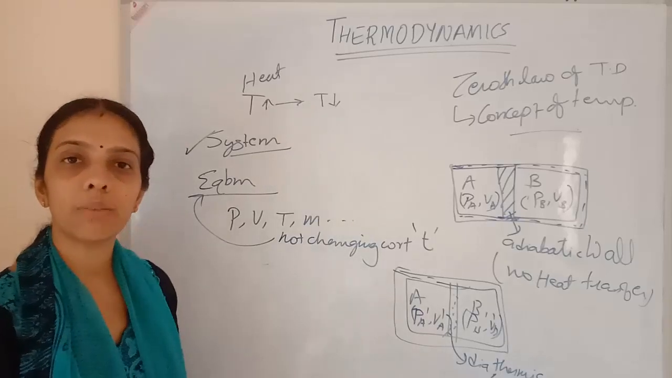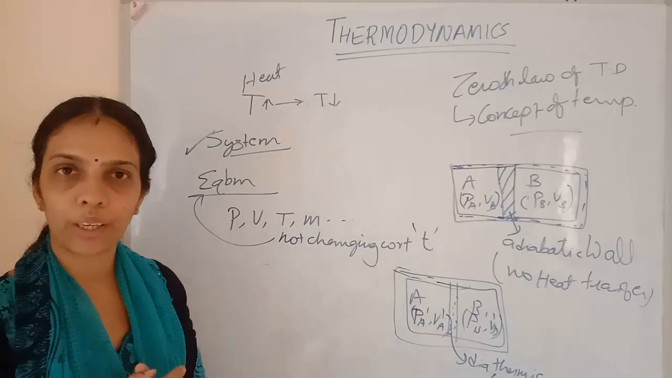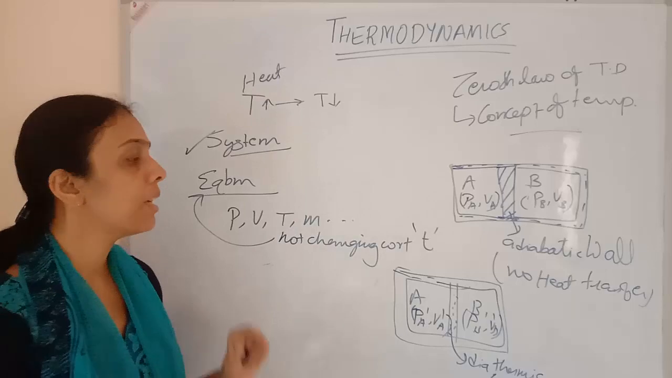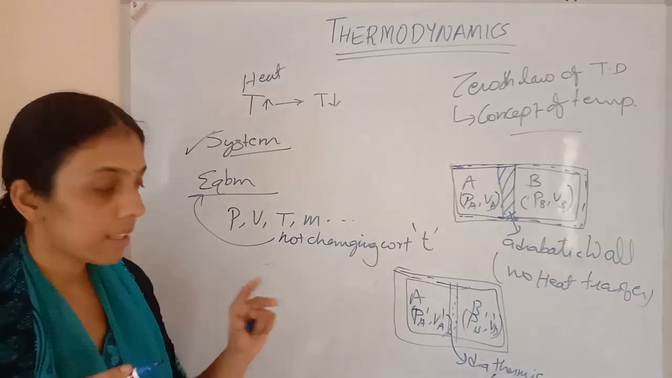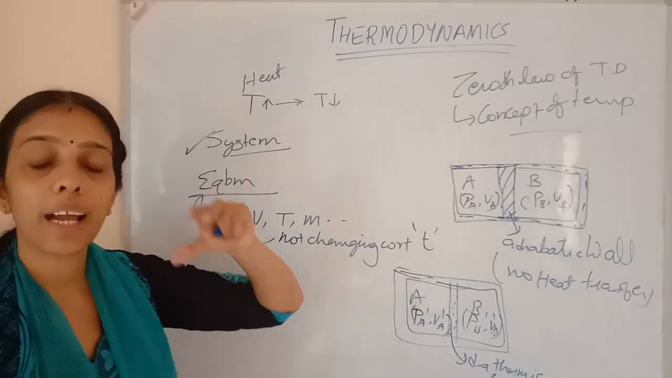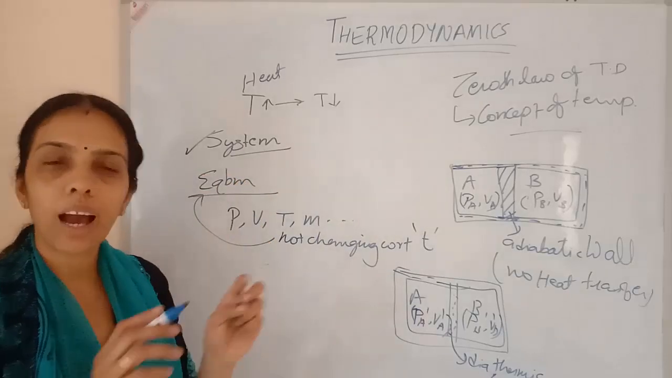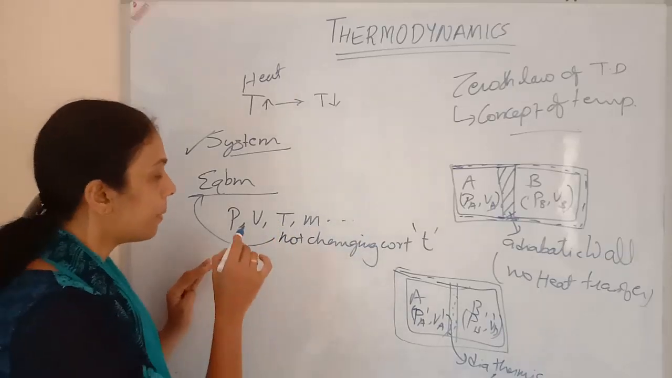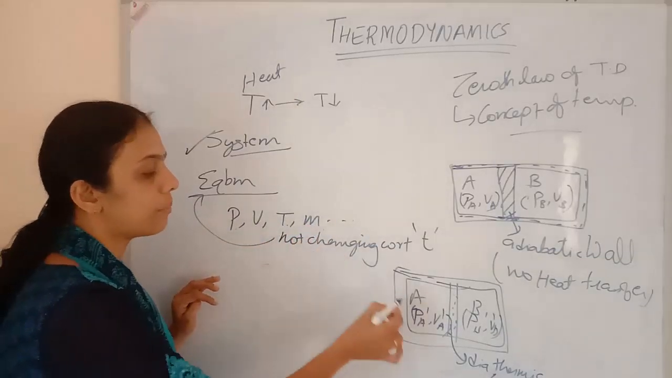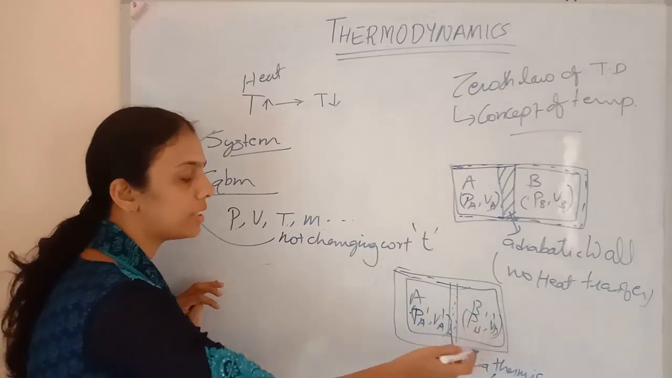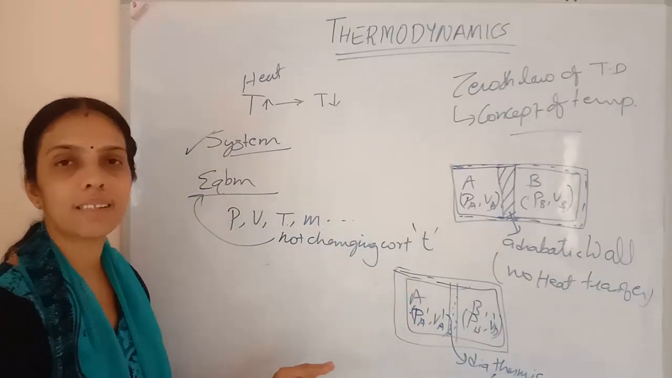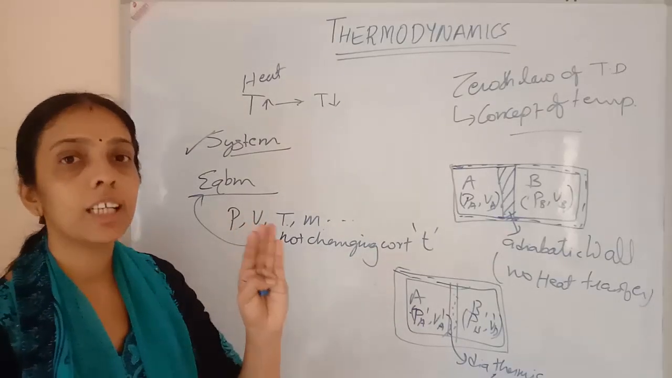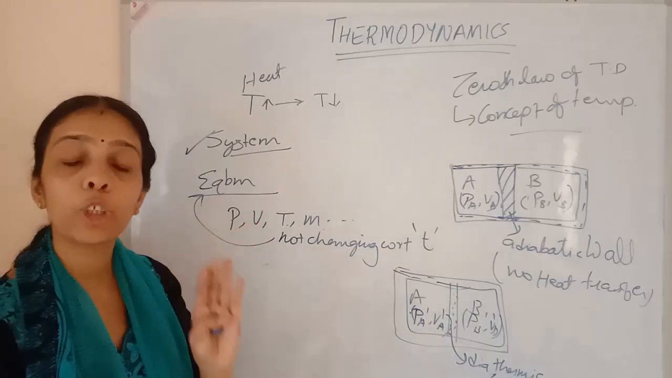After a particular interval of time, there is no heat transfer between the systems, isn't it? So we can say it is under thermodynamic equilibrium state. After that, no heat transfer. Pressure is not changing, volume is not changing, temperature and mass are not changing. Nothing is changing between the systems, so we can say it has achieved thermodynamic equilibrium.